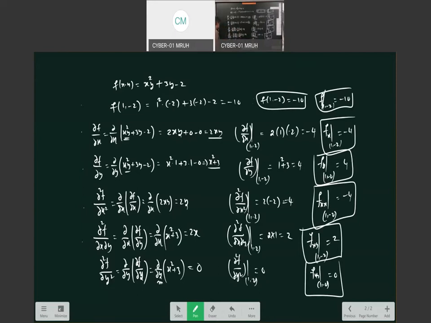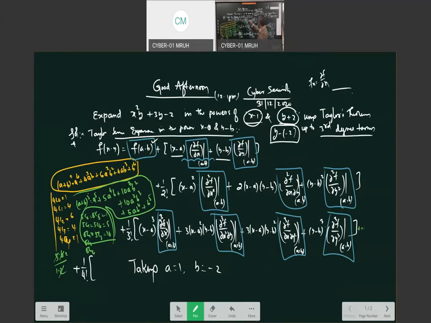Still anything is to be determined? Yes, still I need to determine. How many do you need? So I have evaluated 1, 2, 3, 4, 5, 6, completed. Now I need these 4 evaluations. Let me continue for the rest of the things. So then I need dou cube f by dou x cube, dou cube f by dou x square dou y. In the same order, let me evaluate dou cube f by dou x dou y square and dou cube f by dou y cube. So these are the 4 values I need to evaluate.